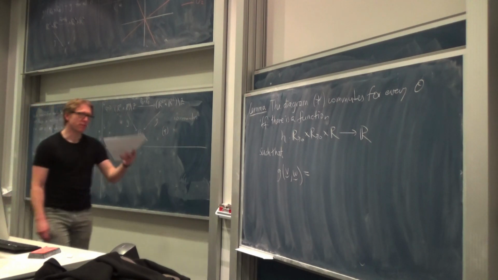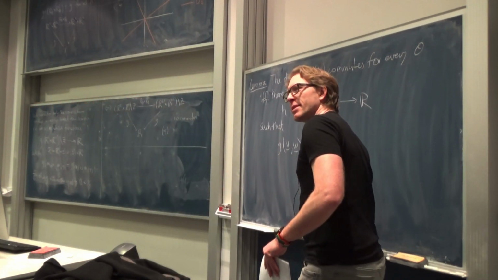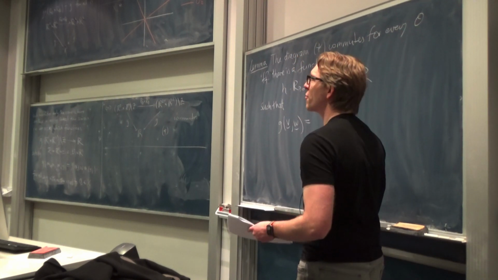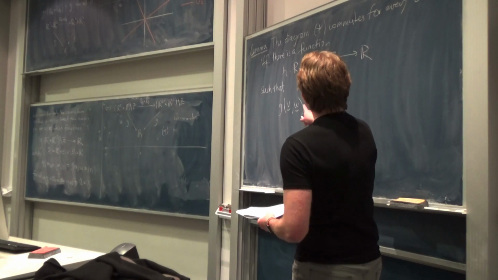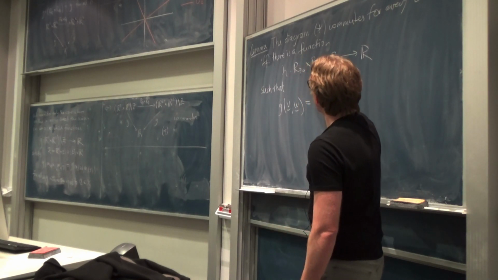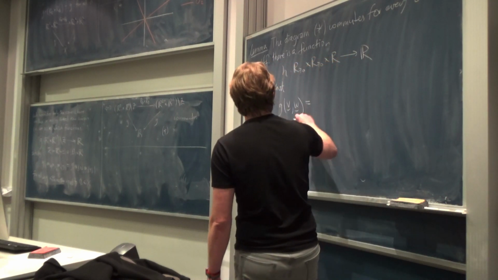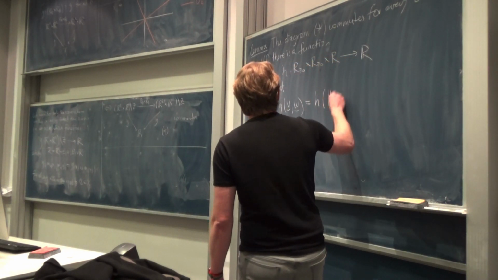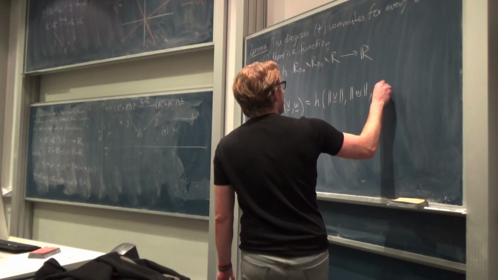Okay, so that's what this lemma says. So conceptually, I think it's absolutely obvious this is the case, and then it's just a matter of going through the rigmarole of proving it's true. Okay, so this is length 1, this is length 2, this is the dot product. Okay, so such that G is equal to h of the length of V, the length of W, V dot W.